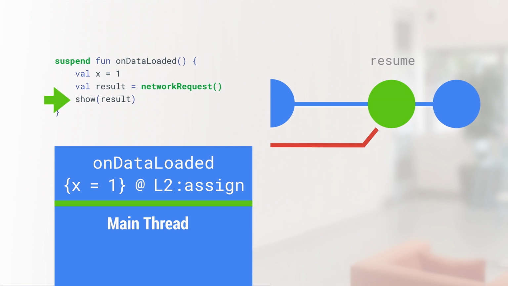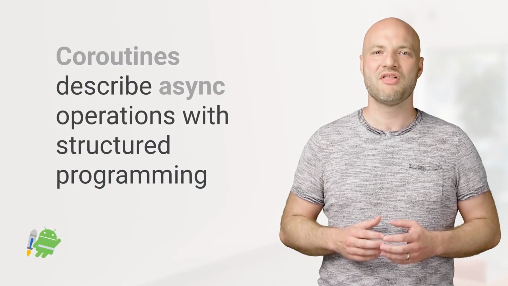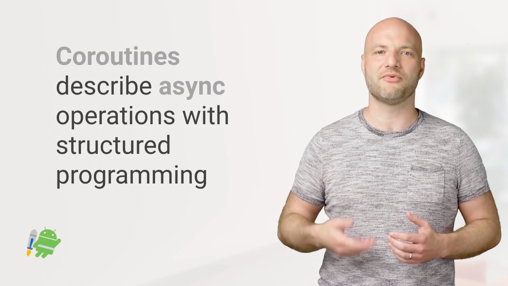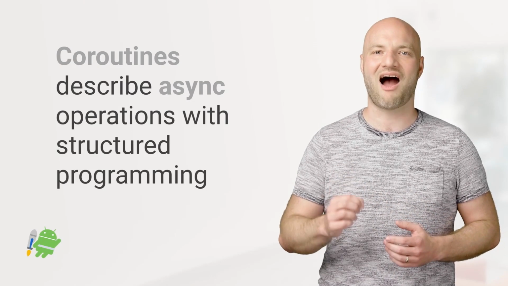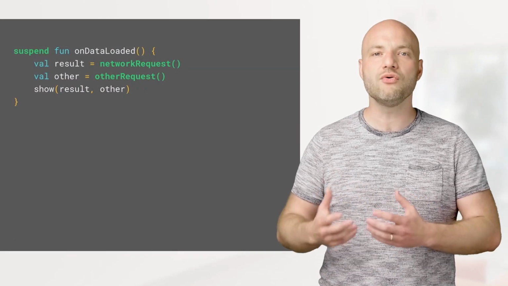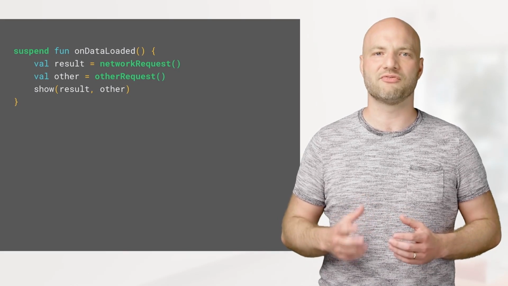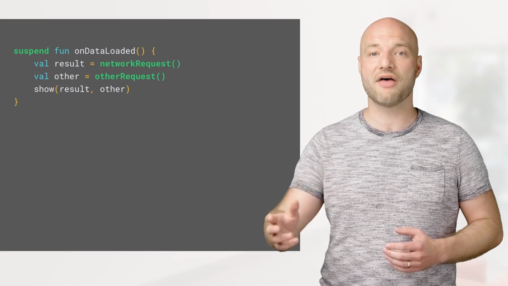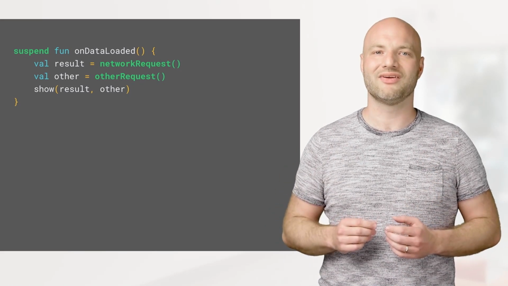By using this suspend mechanism, coroutines allow you to describe async operations using structured programming. This can greatly simplify your code. Let's take a look at a few examples of what structured programming with suspend functions looks like in Kotlin. To run two coroutines sequentially, you simply call them as if they were regular functions. Here, network requests will complete, then other requests will complete. And once both are done, show will be called.